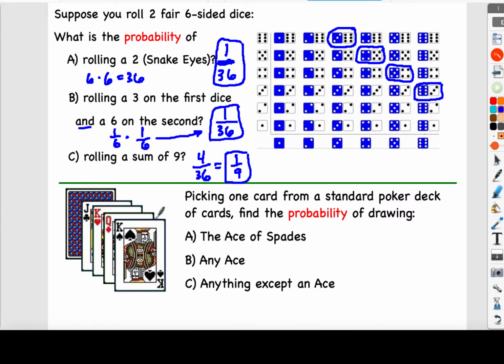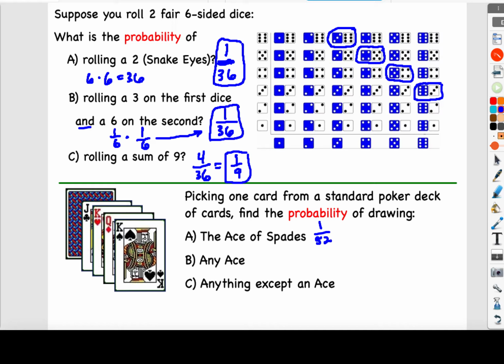So let's go down to the bottom. How about picking a card? Picking one card out of a standard poker deck. So 52 different cards, 4 different suits, right? We're hopefully familiar with the poker deck of cards. Find the probability of drawing the ace of spades. Well, again, that's one card possible out of the 52 cards available. And very simply, that's probability. Probability of drawing any ace, well, there's 4 different aces.